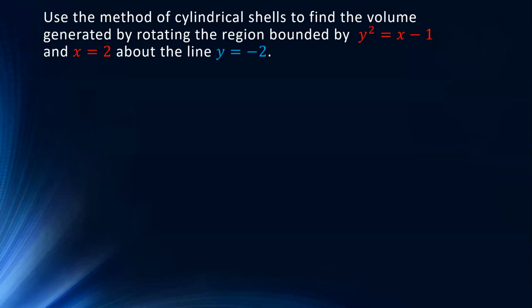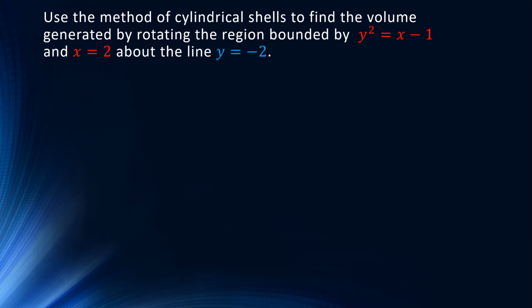Suppose you are looking for the volume of the region bounded by the sideways parabola y squared equals x minus 1, the vertical line x equals 2, and you are going to rotate that region about the line y equals -2. So go ahead and pause the video. Take a try at graphing, and find out the region before you watch this.